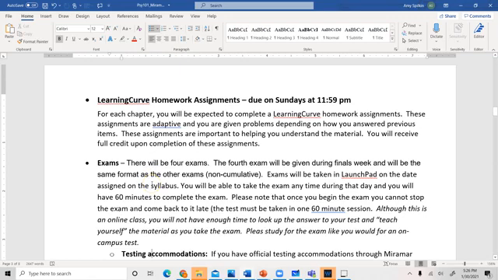You can take the exam anytime during the day that the test is open, and you have 60 minutes to complete the test. So once you begin the test, you can't stop and come back to it later. You have to take the whole exam in one 60-minute session. Although this is an online class, you won't have enough time to look up all the answers and teach yourself the material as you're taking the test. So please study for the exam like you would a regular on-campus test.